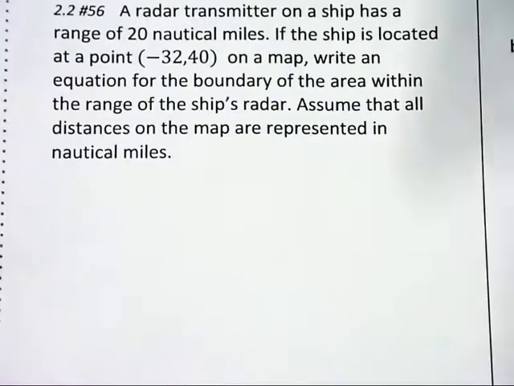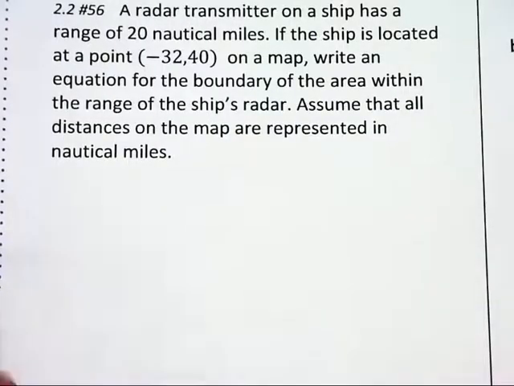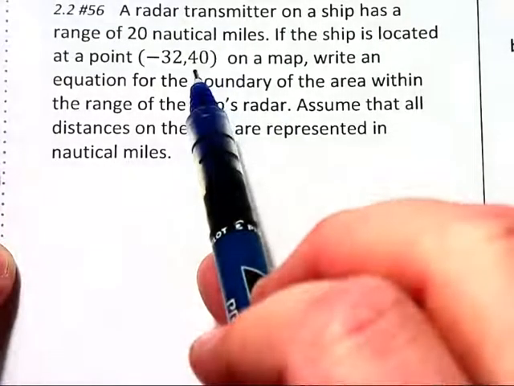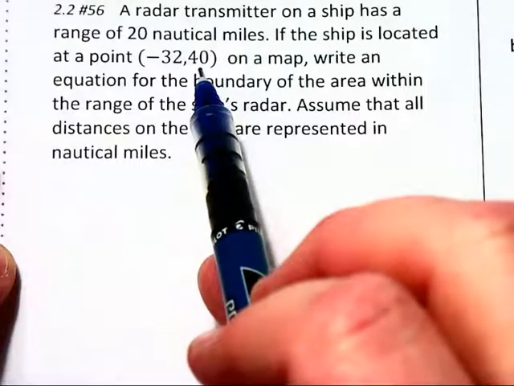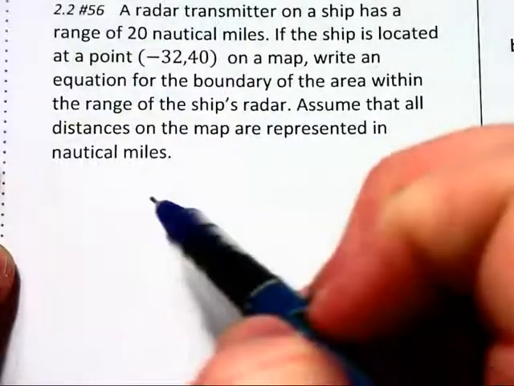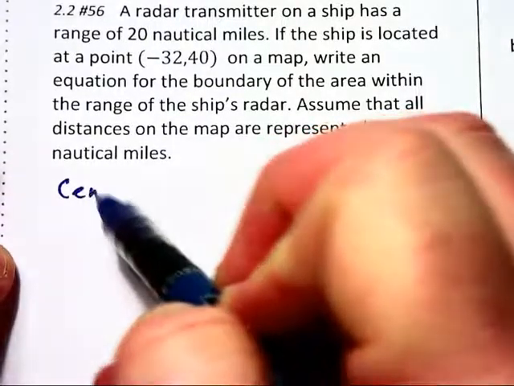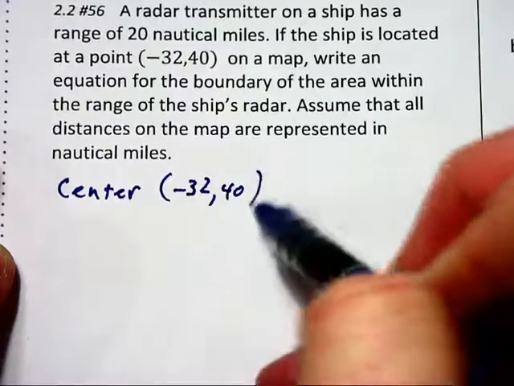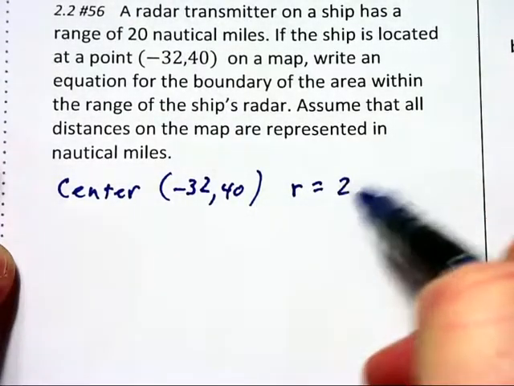Now, scary as a word problem may seem, this is actually quite easy. They're telling you a ship is located at negative 32, 40, and they know that there's a range of 20 miles on a radar. So basically you have the center and the radius. Your center is at negative 32, 40, and your radius is equal to 20.